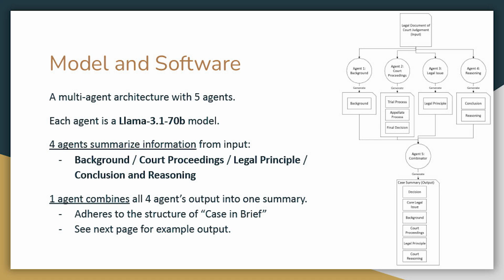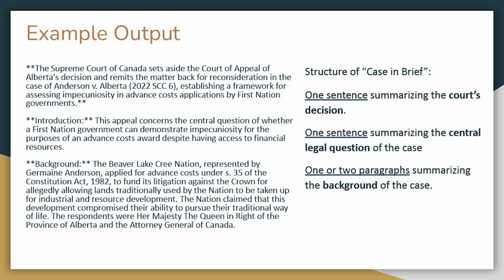And then we use 1 agent to combine all 4 agents' outputs into 1 summary, and that summary will follow the structure of a case in brief, which we're going to see on the next page with an example. On the left, here is a summary generated by our model. As we can see, it begins with 1 sentence summarizing the court's final decision. Then there's 1 sentence stating the central legal question of the case.